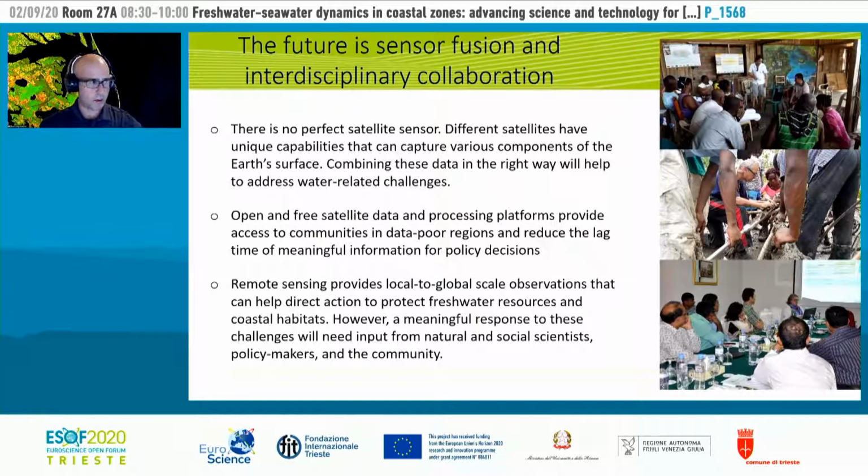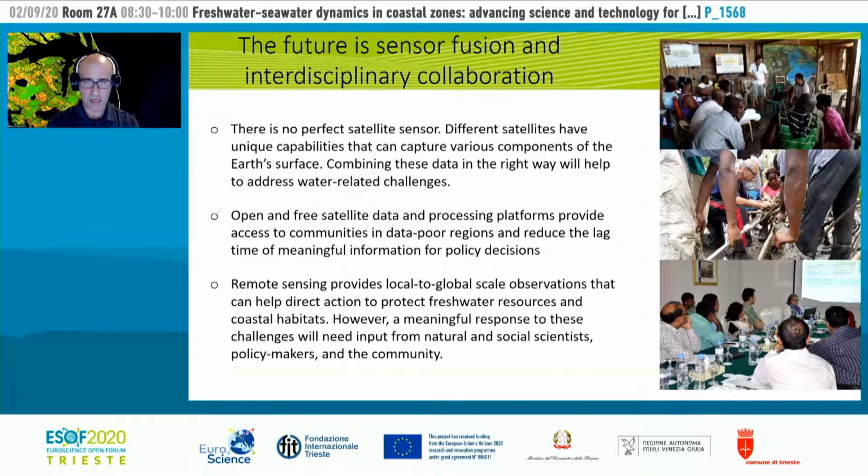So combining aspects of water depth or land use change, we can really start to get a better understanding, as Ralph was alluding to, of what's happening along our coast. It's important that there is open and free satellite data and processing platforms that provide access to communities, particularly in these data poor regions, as having access to this data will help to reduce the lag time of meaningful information.